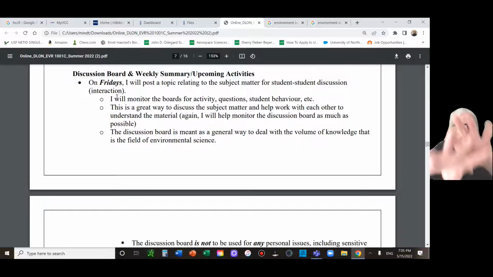You just have to go in, read what I put up, and post something. Say your points of view, comment on your colleagues, have a discussion. You're not having a discussion with me, you're having a discussion with your colleagues. You can't get this right or wrong. You need to be civil, polite to each other, and just talk about the subject.